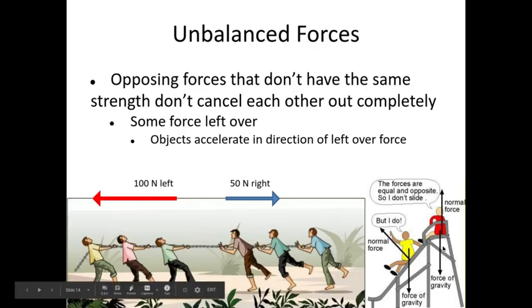Here, their forces are the same in the up and down direction. But as you see here, there's not as much force up as there is down, so they're going to slide. These are unbalanced forces. If something is moving and there's a change in their motion, in either direction or in their speed, velocity being both, then you have unbalanced forces.